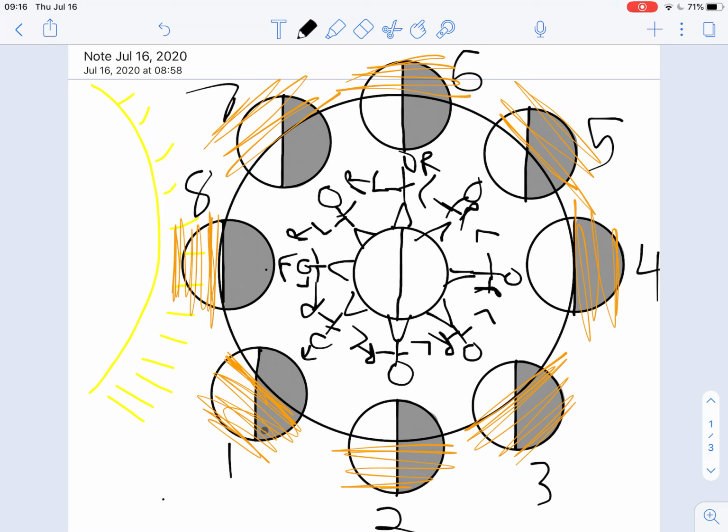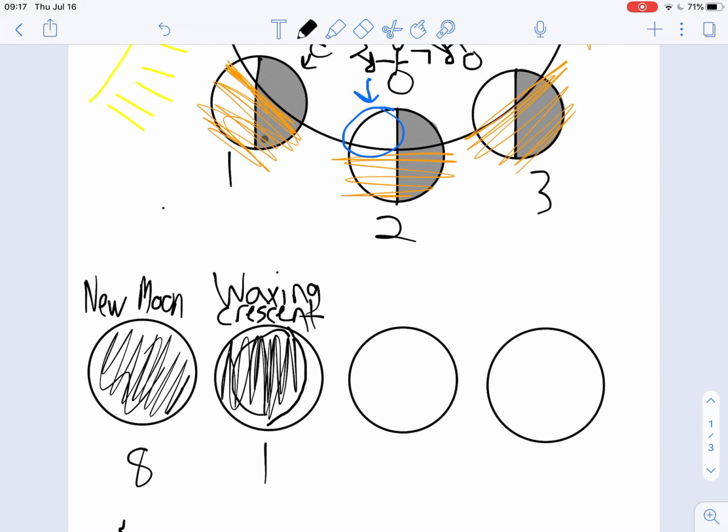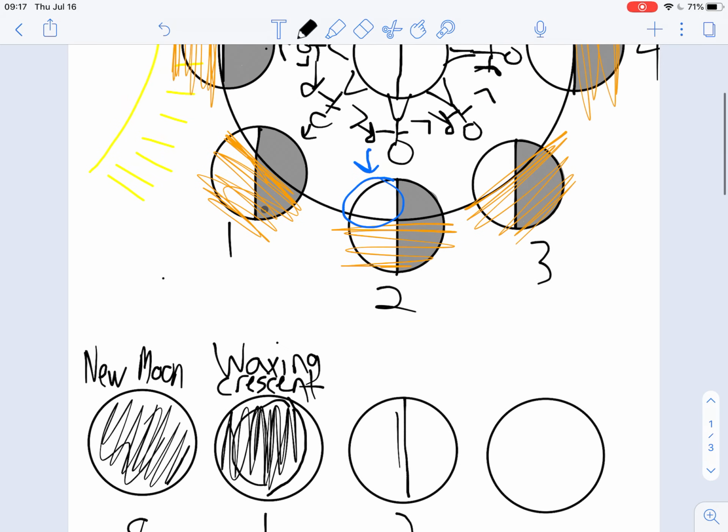So in position 2, for example, the right side, let me just change my color again. A little blue. The right side of the moon is illuminated, right? But now he sees half of the right side. So when I go down to the bottom for position 2, I'm going to draw half of the right side illuminated. I'm going to shade in the left.